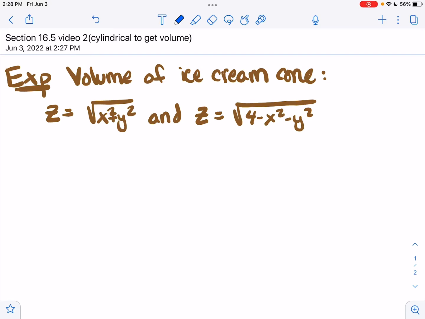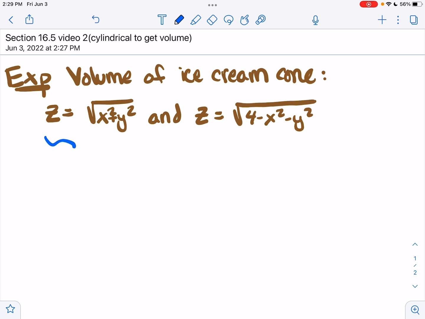We did the ice cream cone in rectangular coordinates in our last set of videos for section 16.4. I want to do it again now in cylindrical because it's actually easier in cylindrical coordinates. We're actually going to do it again in spherical coordinates next to show you the full range of possibilities on one of these problems.